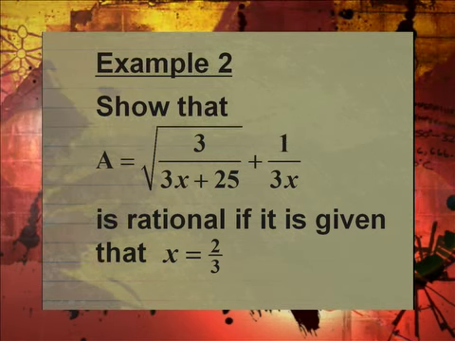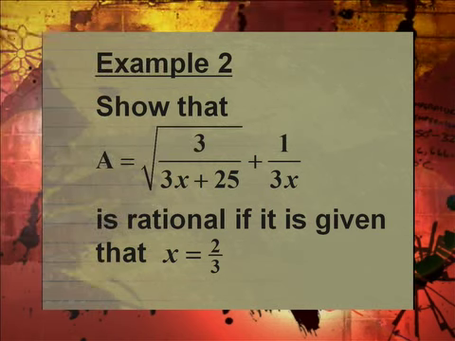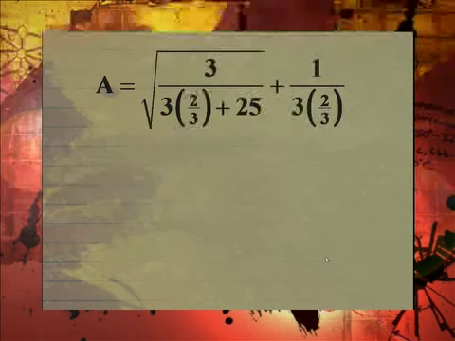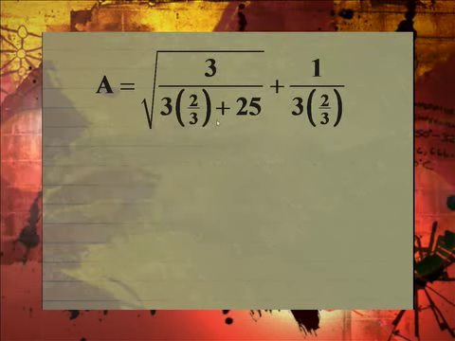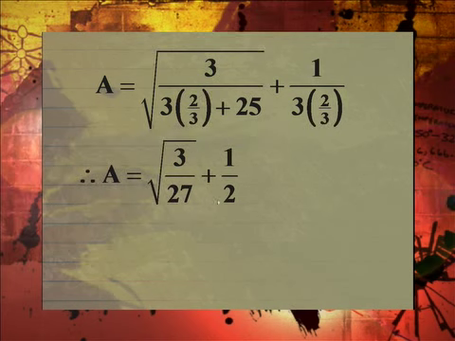Okay, looking at the next example. Show that the whole thing is rational if it is given that x is equal to 2 over 3. What you're going to do is substitution here. Replace x by 2 over 3. Don't just say yes, it's rational because x is 2 over 3. x does not mean the whole value. Replace it back here and see if the answer is a fraction. I replaced x by 2 over 3. Now simplify.